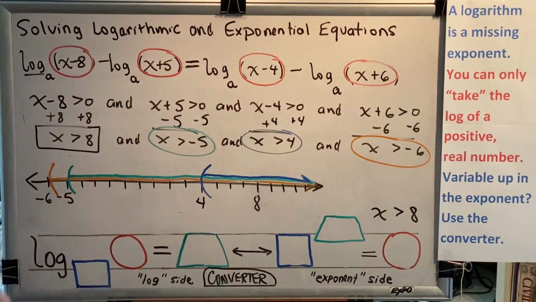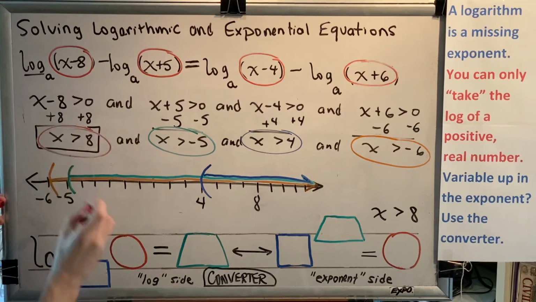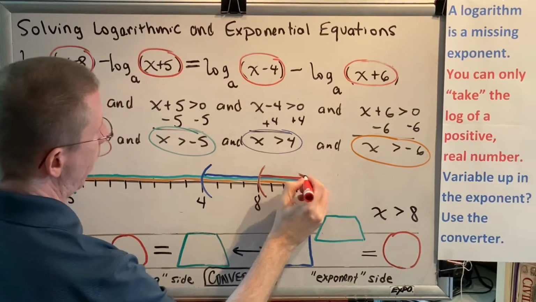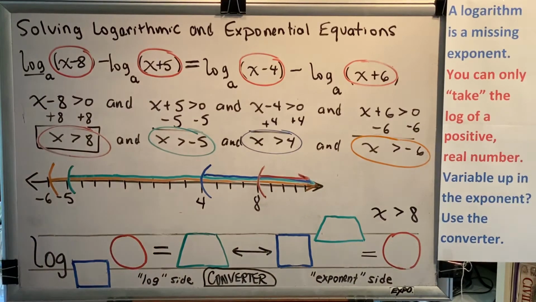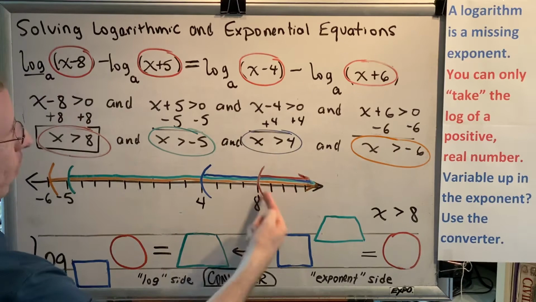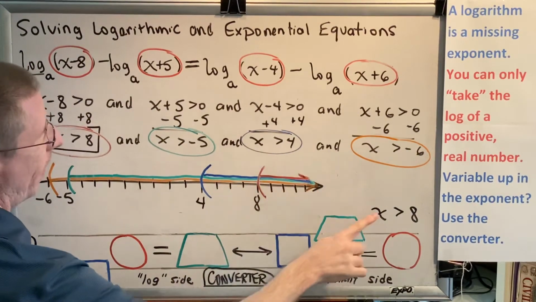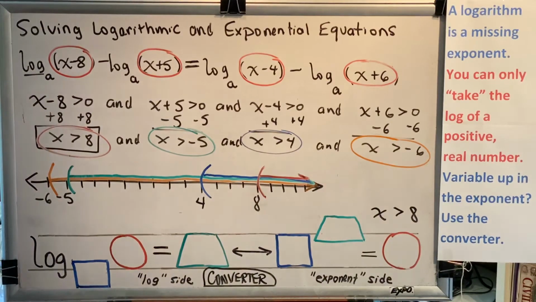And then finally, the last one, 8, I'll do that one in red. If x is greater than 8, that would be a parenthesis at 8 and shading to the right. Now looking at the shading on the number line, where do you see all 4 colors? Well, that would be over here. All the numbers that are bigger than 8. That is the reason why our domain is x is greater than 8.